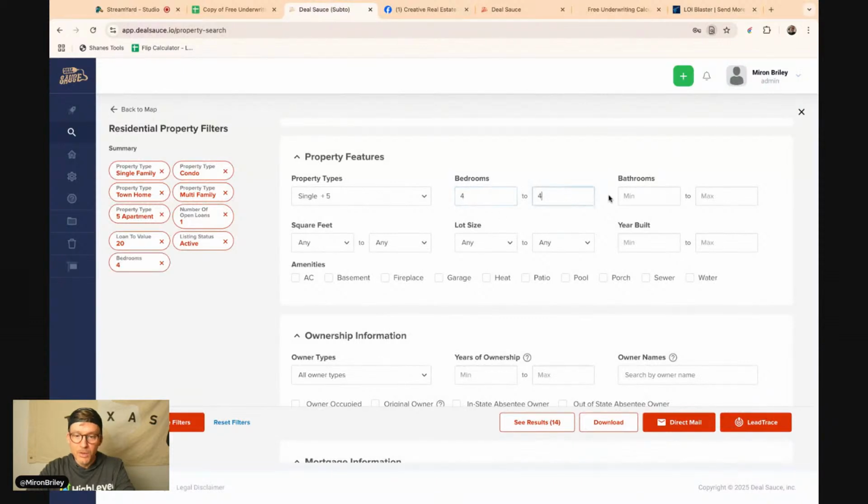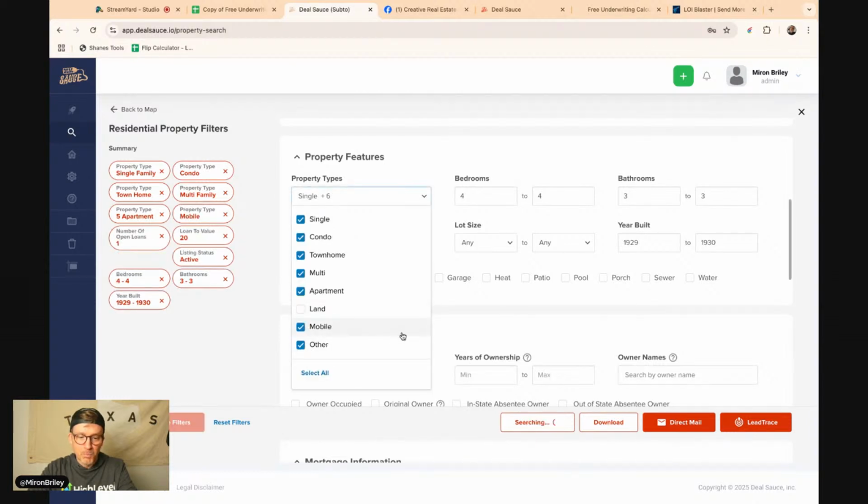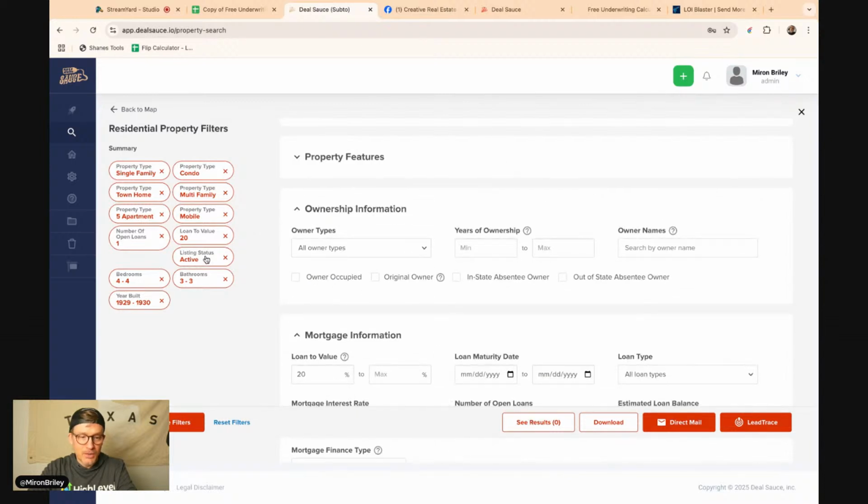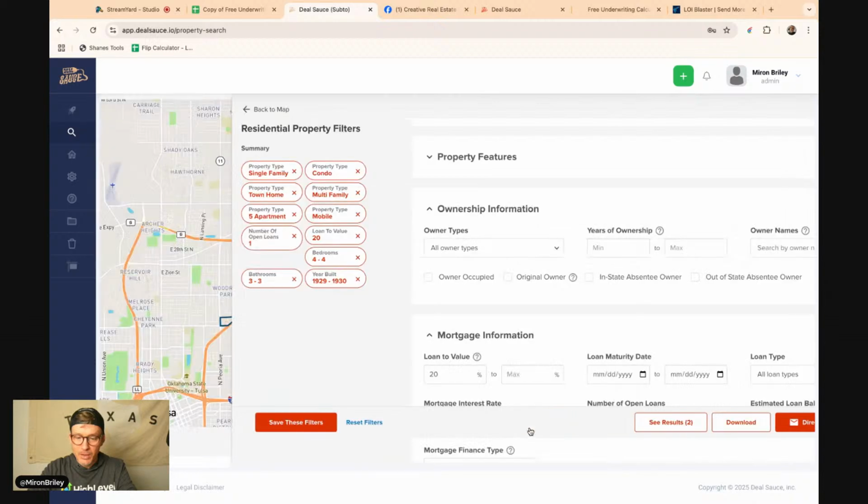So let's do 4/3. And 1930. Zero. Zero. Okay, so I think what I have to do is take the active listing off. Okay, I got two. Cool.